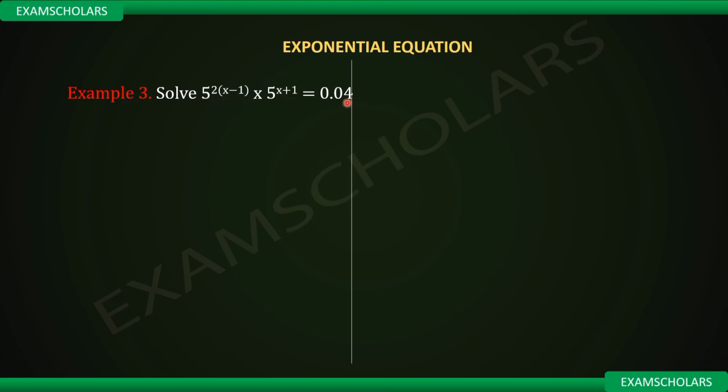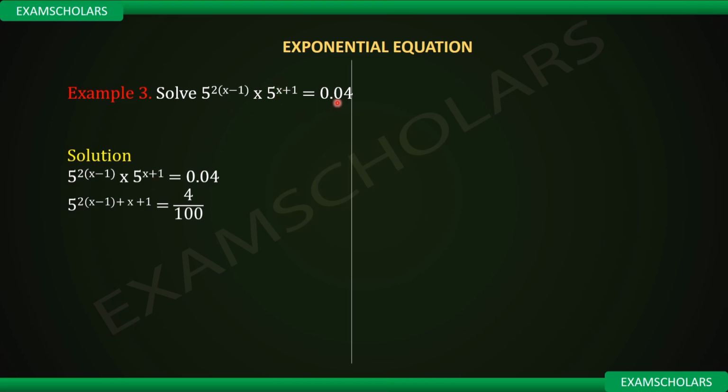And for this, what are you going to do? You can convert this to fraction. When you convert it to fraction, maybe you are going to see a number there that you can reduce to 5 raised to power something. We don't know. Let's see how to solve it. Now, adding the powers together, you get 5 raised to power 2 open bracket x minus 1 plus this one, x plus 1.